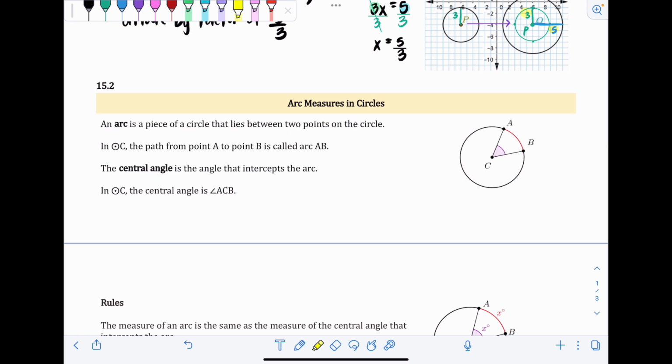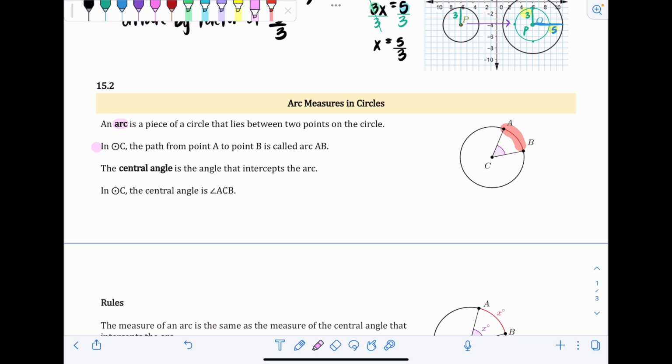Okay, 15.2, this is arc measures in circles. So arc may be a new vocab word. An arc is a piece of a circle that lies between 2 points on the circle. So on this graphic, there's this arc right here, AB. And then down here in circle C, the path from point A to point B is called arc AB.